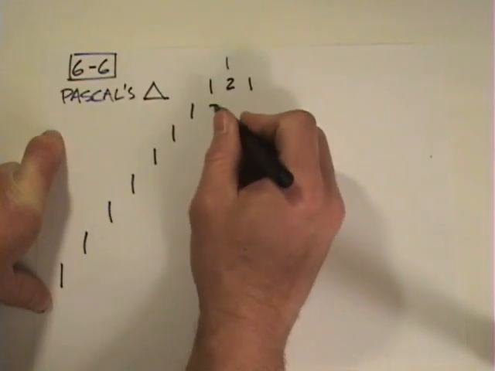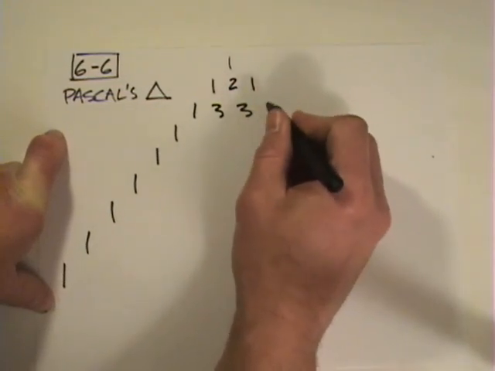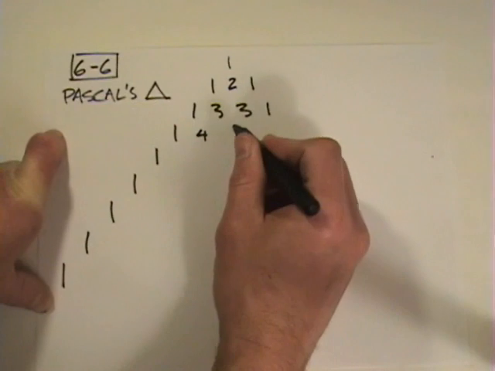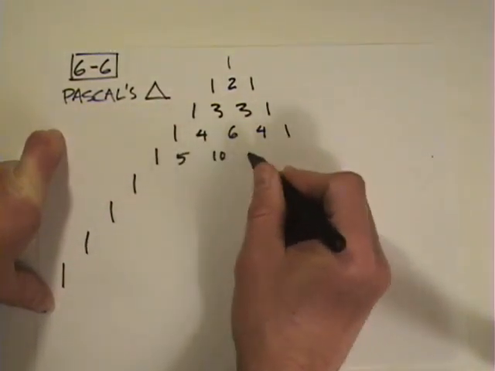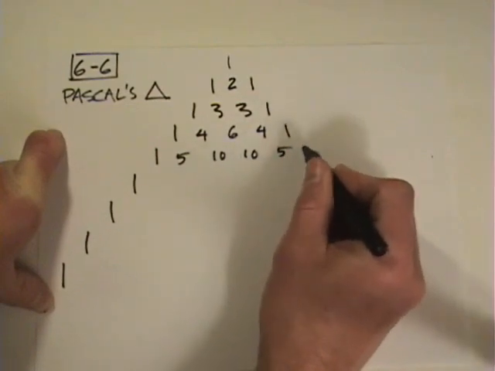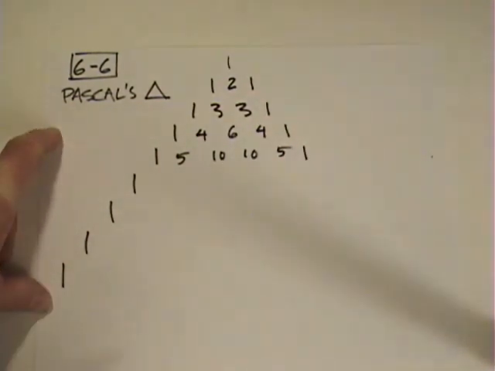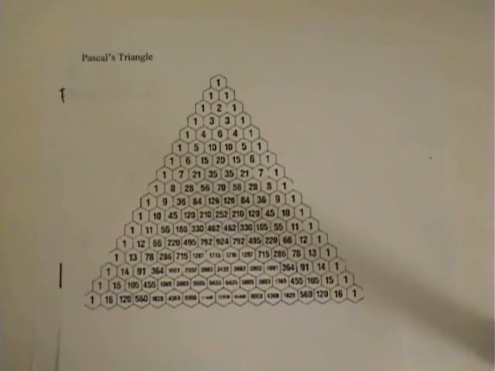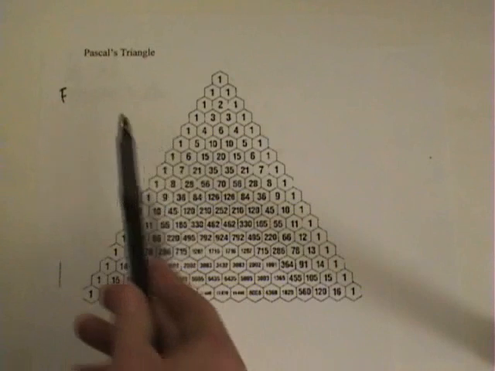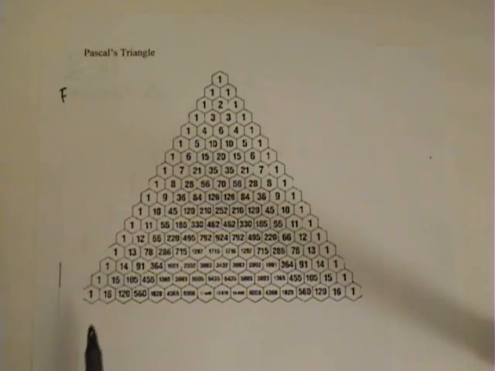So 2 and 1 are 3, 2 and 1 again are 3, and then I get 1, and then it's 4 and 6 and 4 and 1 and 5 and 10 and 10 and 5 and 1 and so on. And you can continue that on your own, or you can print one out off the internet, which is what I've done here. And this is Pascal's triangle in all its glory, down to 16 rows. And some of these numbers get small, but you'll have a more accurate printout in front of you shortly.